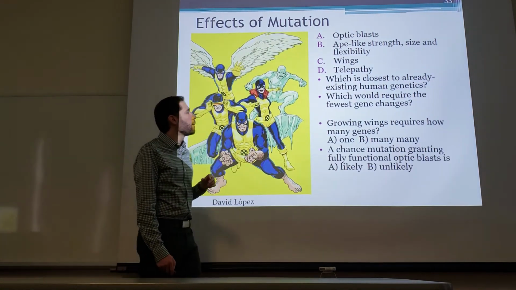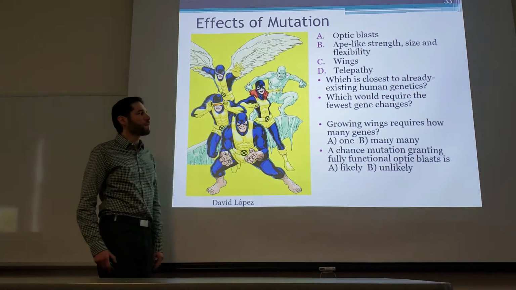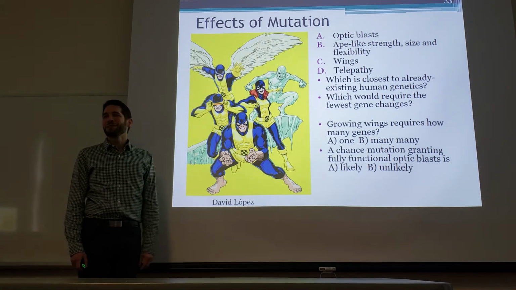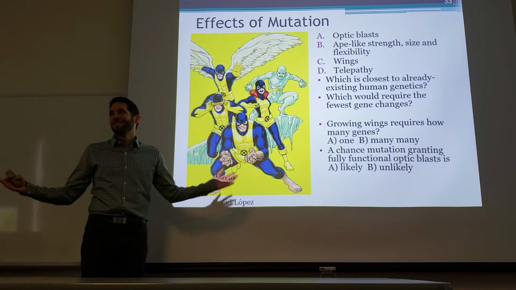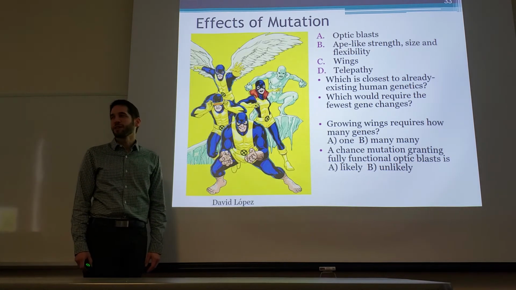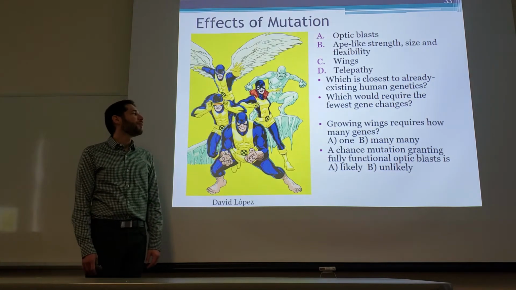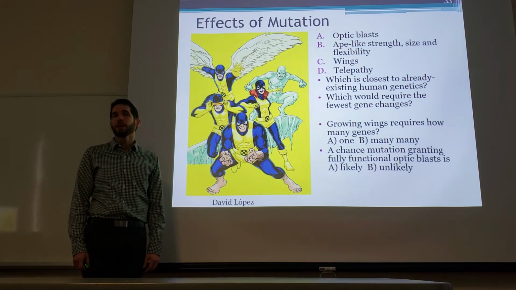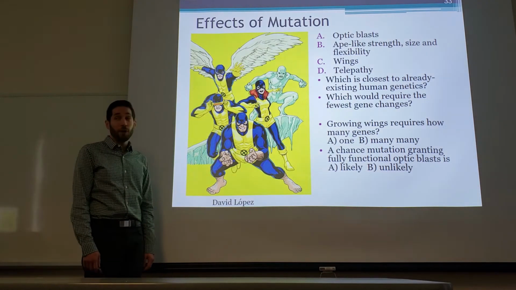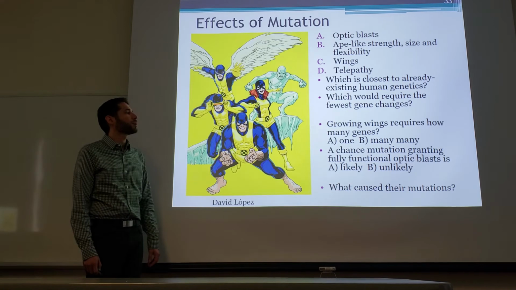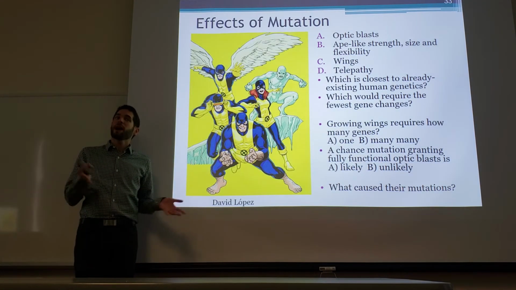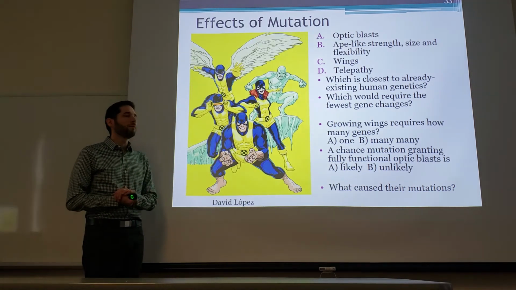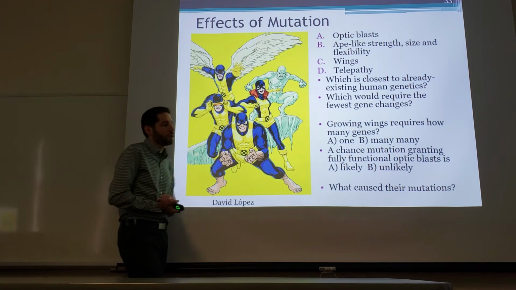A chance mutation granting fully functional optic blasts is A, likely, or B, unlikely? I know this is the sort of question I said I'd never ask, but fully functional optic blasts, they're not misfunctioning at all. They work, man. So no, there's no chance in hell a single accidental random mutation is going to give you something like that, right? I love the comments, but no, not really. So assuming somehow that various differences in the X gene can do all these things, which there's no way.